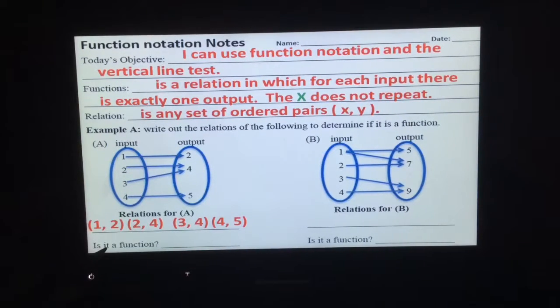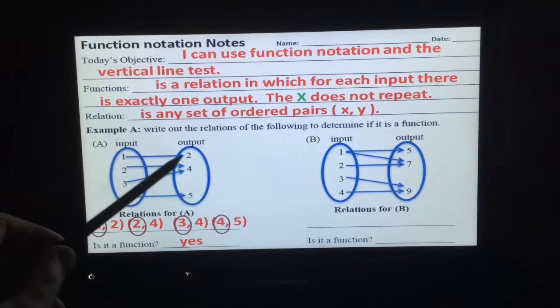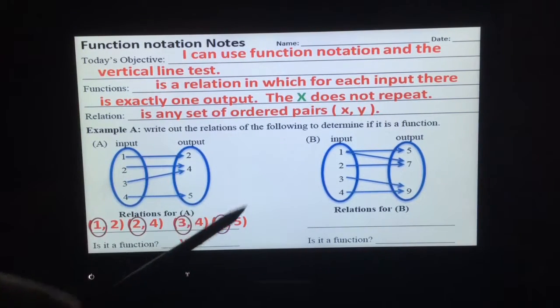Now the next part of it is to answer the question, is this a function? Now remember, over here we said the x does not repeat. So looking at these x's, we have 1, 2, 3, and 4. And as you can see, none of them repeat. Therefore, this is a function. So we're going to put a yes over here. Okay? Now, again, to see a relation, you just look at what we started with and what it's pointing at. That makes a relation. So go ahead and tell me what the relations are going to be for part B.